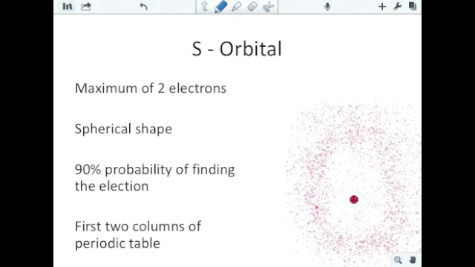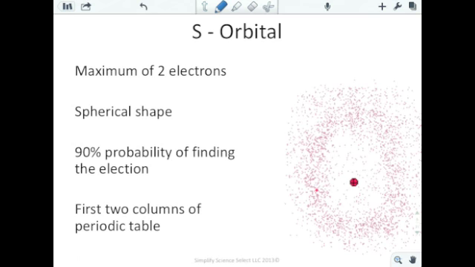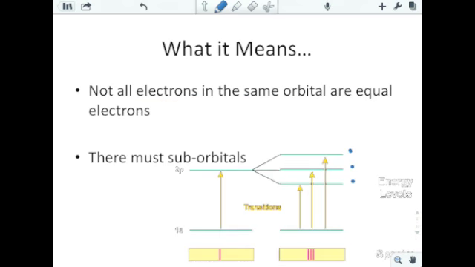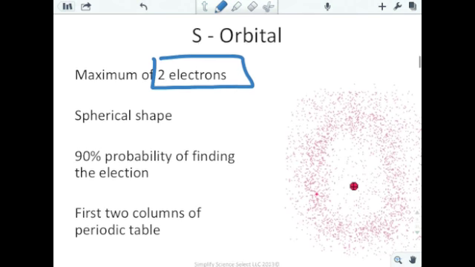Now, the orbitals that we're going to be talking about are S, P, D, and F. The first one is the S orbital. It can contain a maximum of 2 electrons. Every sublevel, every suborbital, can contain 2 electrons. In the S orbital, there's only one sublevel, so in total it can only carry 2 electrons.